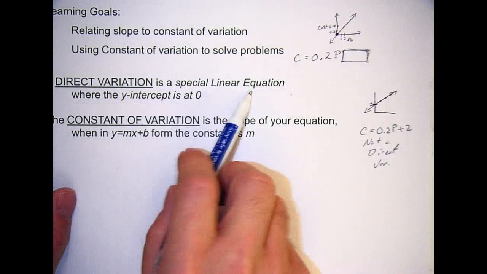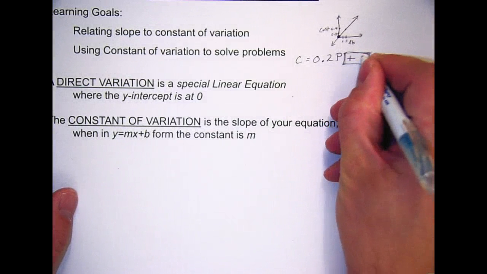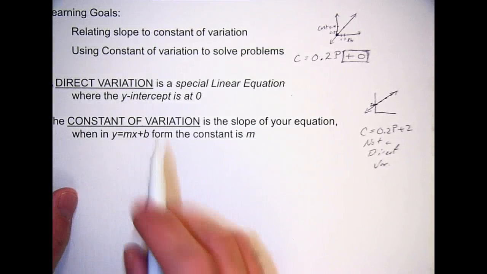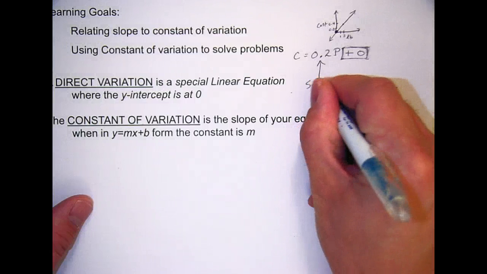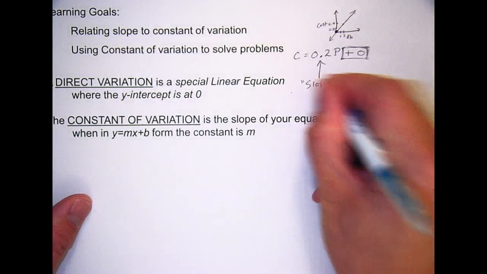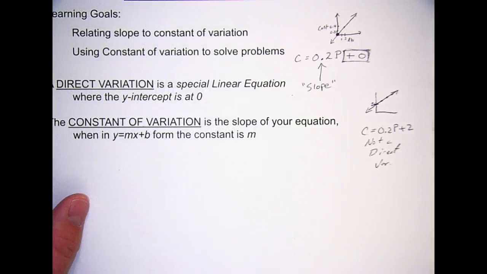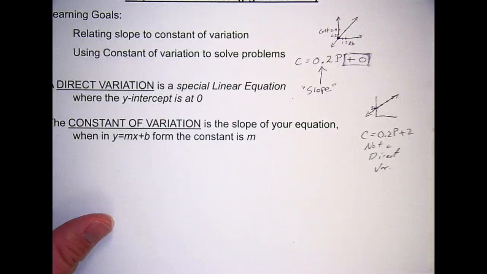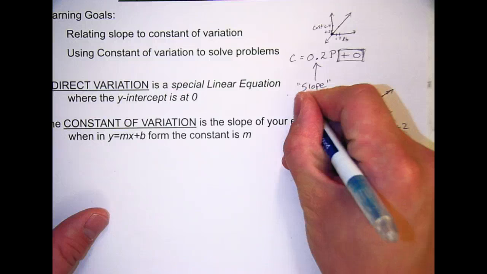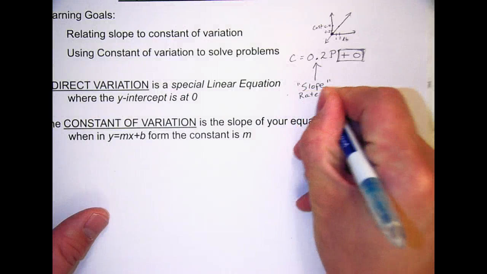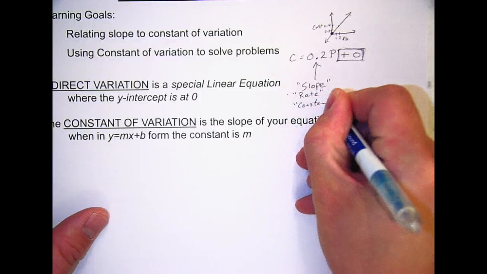Direct variation is a special linear equation where the y-intercept is 0. That means you don't add or subtract anything. It's like plus 0 back there. Okay, constant of variation is just our slope. So we started out with the name slope. Then yesterday we changed it to rate of change, and today we're calling it constant of variation. All of those things represent the same number. So we had slope, we had rate, and we have constant of variation now. They all mean the same thing.